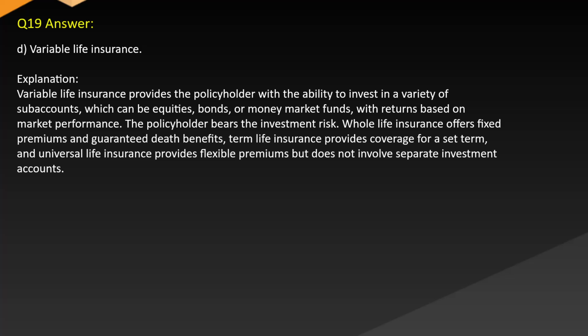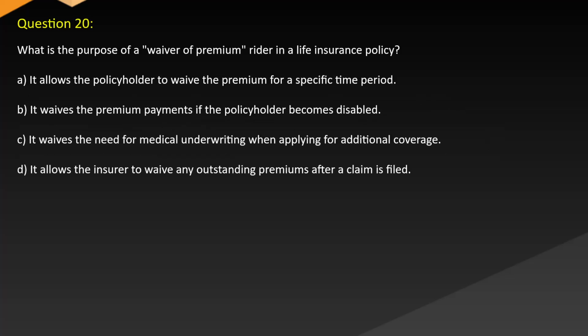Whole life insurance offers fixed premiums and guaranteed death benefits. Term life insurance provides coverage for a set term, and universal life insurance provides flexible premiums but does not involve separate investment accounts. Question 20. What is the purpose of a waiver of premium rider in a life insurance policy?